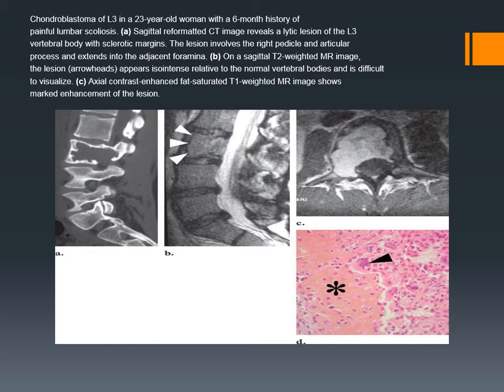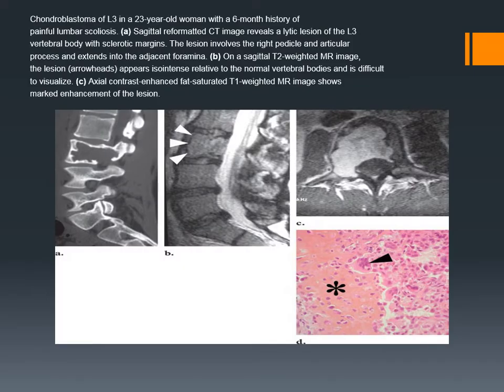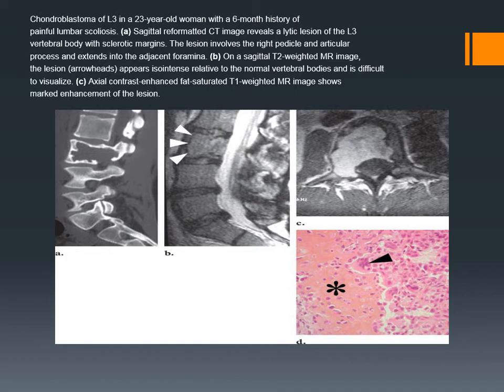Due to all of these factors. Chondroblastoma of L3 vertebra, 23-year-old woman with a 6-month history of painful lumbar scoliosis, sagittal reformatted. Here you can see that the vertebral body has a large lytic lesion. That's the first thing. The second thing interesting to notice on the sagittal image is that the lesion is very difficult to see.